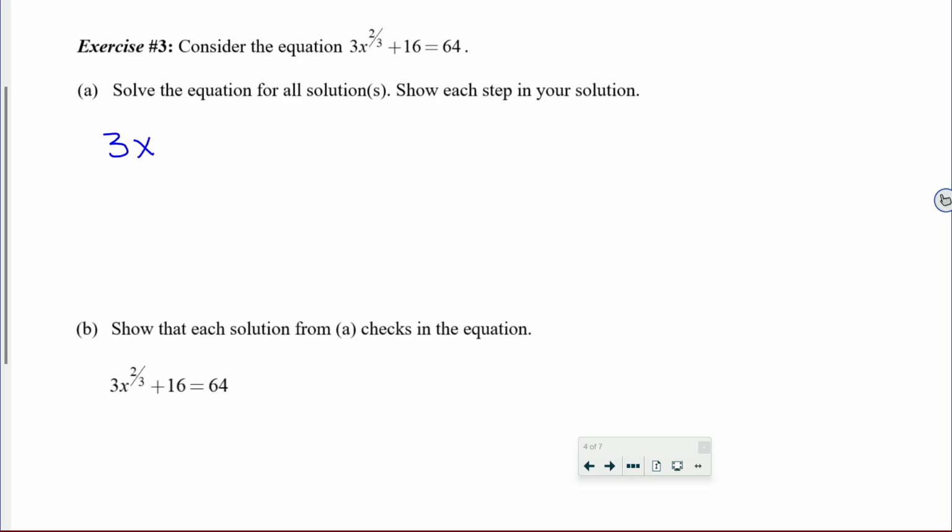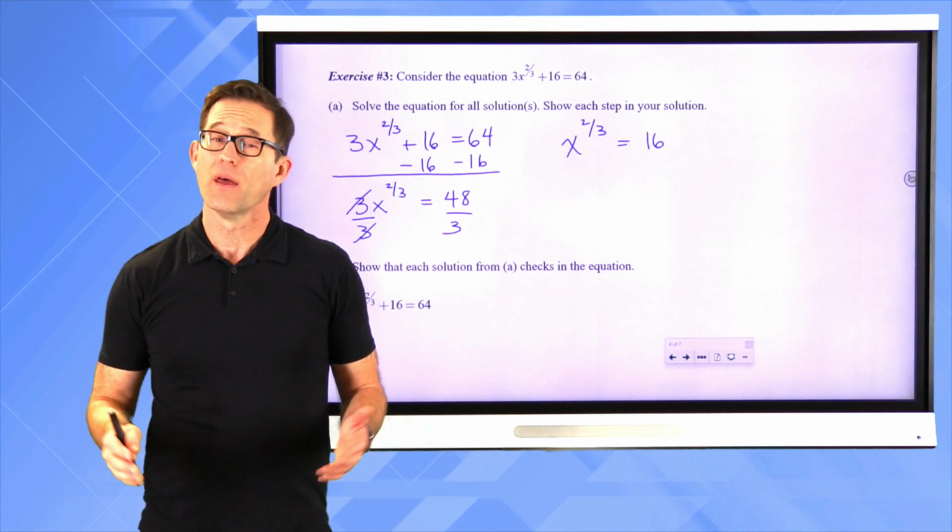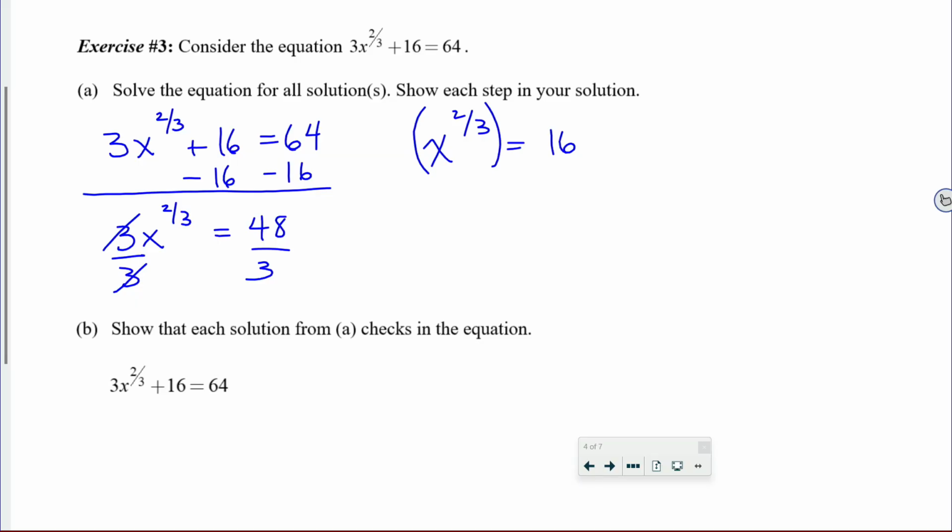I have 3x to the 2/3 plus 16 is equal to 64. So the first thing I'm going to do is subtract a 16 from both sides. That's going to give me 3x to the 2/3 is equal to 48. Then I'm going to divide both sides by 3, and I'm going to get x to the 2/3 is equal to 16. Now, that's kind of where I was in my previous problem. At this point, I can raise both sides to the 3/2 power. And again, 2/3 times 3/2 is going to leave me with x to the first.